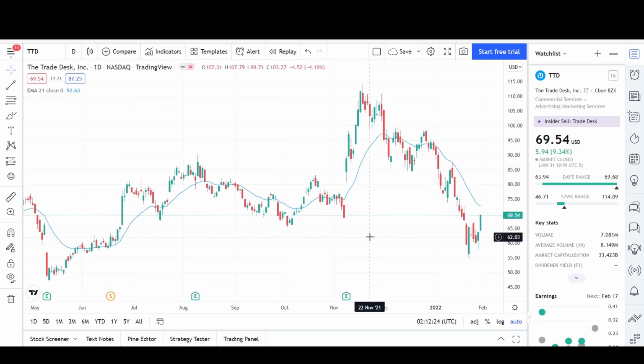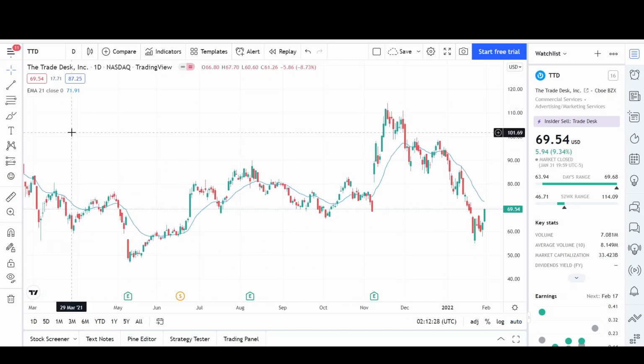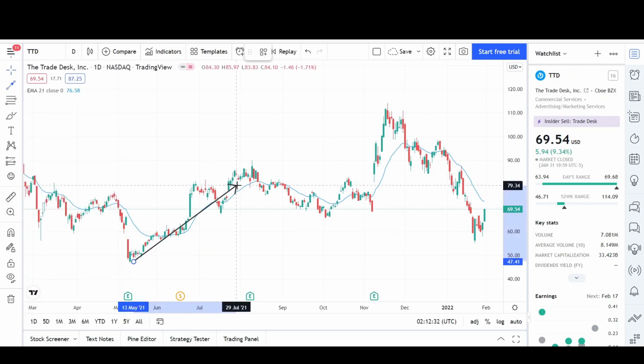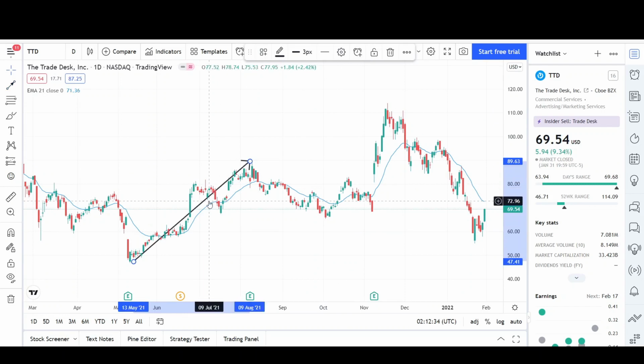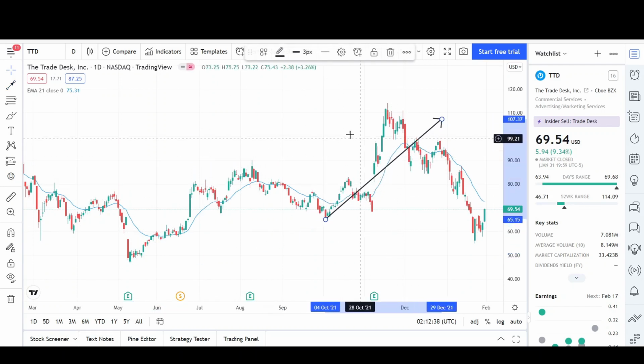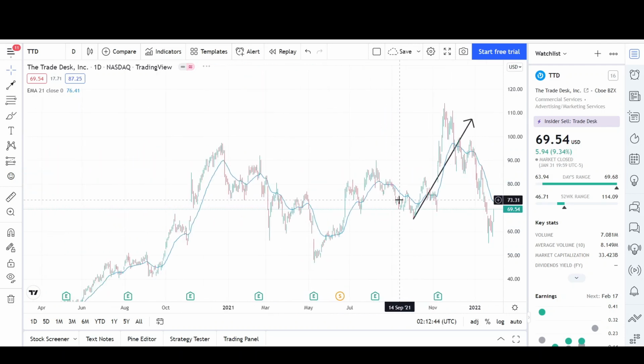So it looks like The Trade Desk sold off quite a lot ever since it made that all-time high, especially after there were two legs up already. You can see that this was the first leg up, and then there was a correction in between, and then this was the second leg up. You can see the target was right at that $107 level, and that's where prices started to stall out.